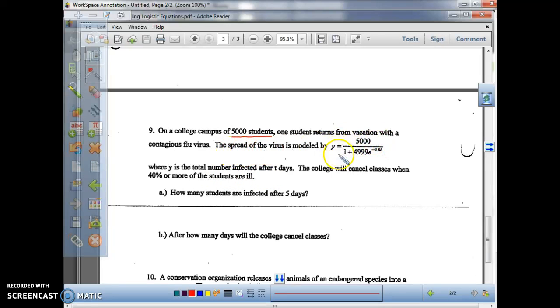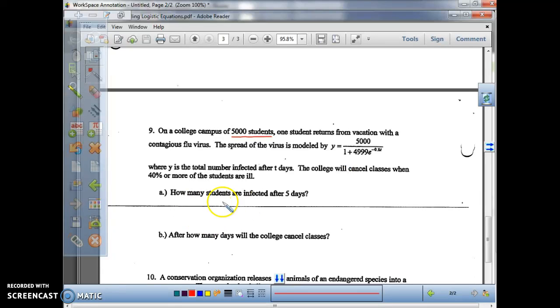So the model for this spread of the virus is 5,000. Why do you think it's 5,000? Because 5,000 students maximum. Very good. You can't have more than 5,000 students sick if there are only 5,000 students. And then we have something down here. We don't know exactly where they got that from. In this problem, it's by one student. So you have at least 1 student sick because 1 student came back from vacation sick. What if it tells you like 3 students, so you do 3 plus 4? We're going to do that in a few minutes. So hold on to that question because we're going to do that in just a minute.